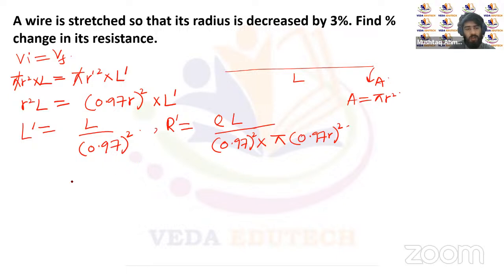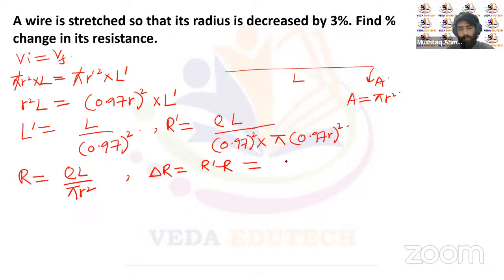So this is the new resistance, and the initial resistance was rho L upon pi r square, right? So delta R will be equal to R dash minus R. So it has to be rho L upon pi, right? It will be 1 upon 0.97 to the power 4 minus 1, and we have R square here, right?